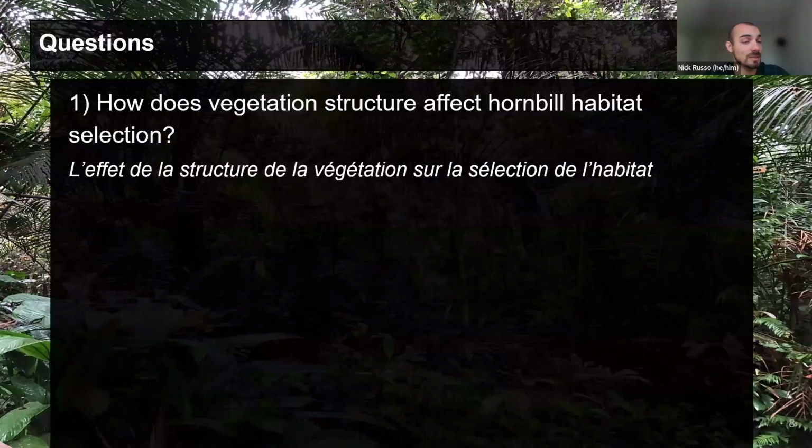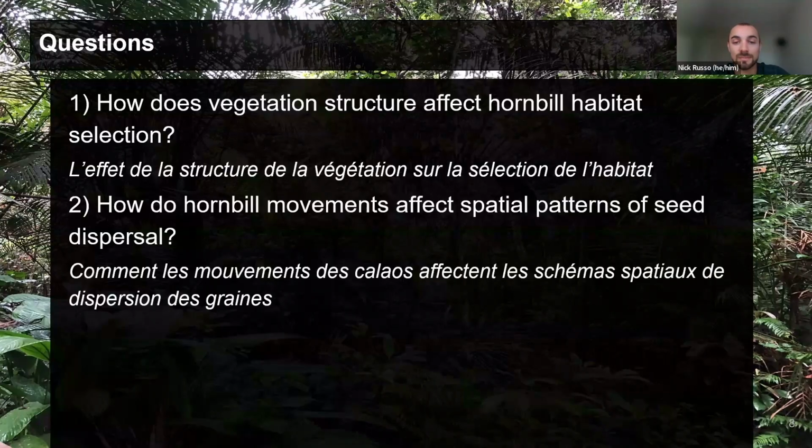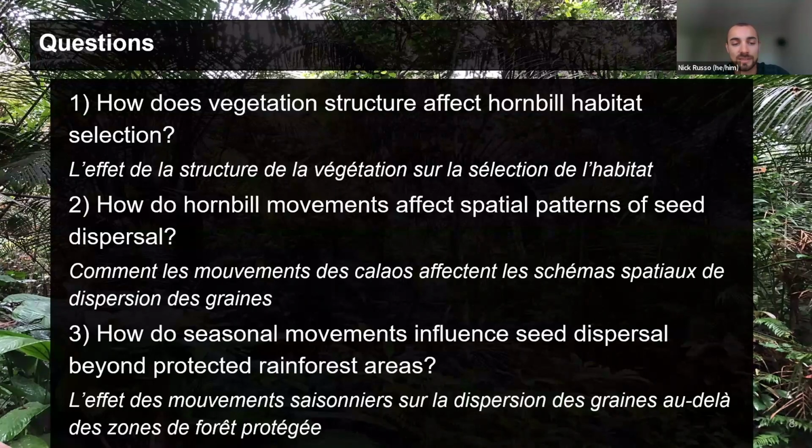That brings me to the main questions that my research sought to answer. First, how does vegetation structure affect hornbill habitat selection? I also wanted to know how hornbill movements affected spatial patterns of seed dispersal. And the final question that I'll talk to you about is how do seasonal movements influence seed dispersal beyond protected rainforest areas?